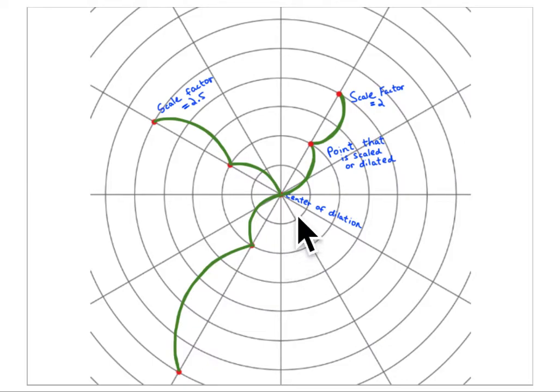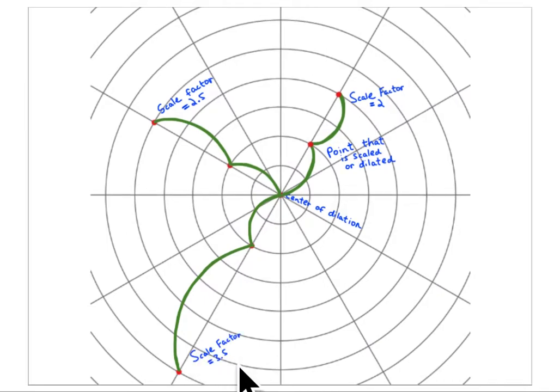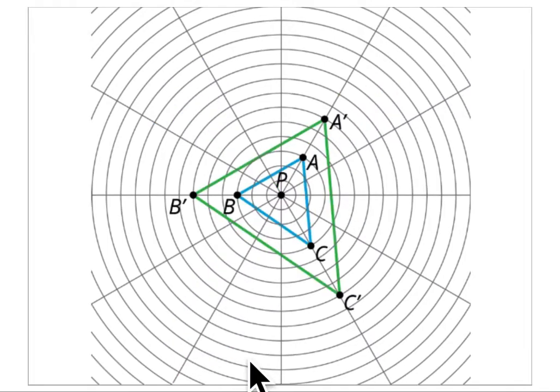This would be a scale factor of how much? I'm going to call this 1 unit. So this is 2 units, 3 units, and then another half. So this is a scale factor of 3.5. 1, 2, 3, and then half that distance. So a scale factor of 3.5.